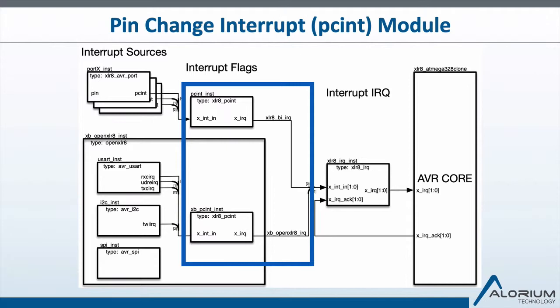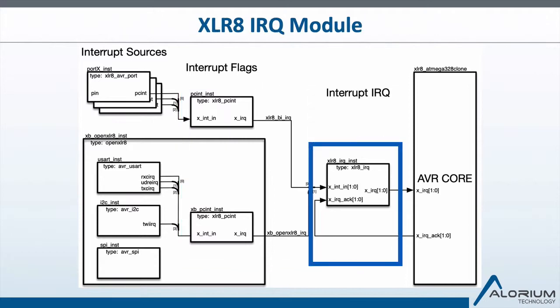Bits set in the flag register would then generate IRQs, which are sent to the XLR8 IRQ module. This module is very much like the PCInt module in that it has a flag register with a mask and a control register associated with it, but it also implements an acknowledge register. This is used to prevent a single IRQ from generating multiple interrupts. If the bit in the acknowledge register is set, then it will block an IRQ from being sent to the AVR core.